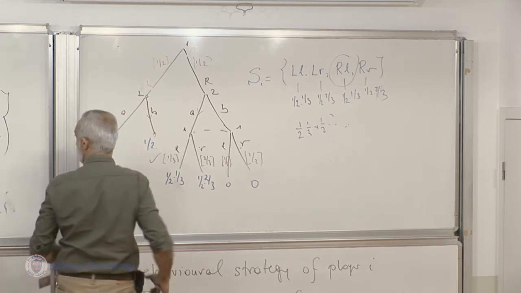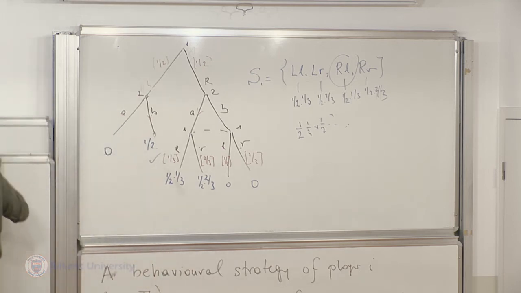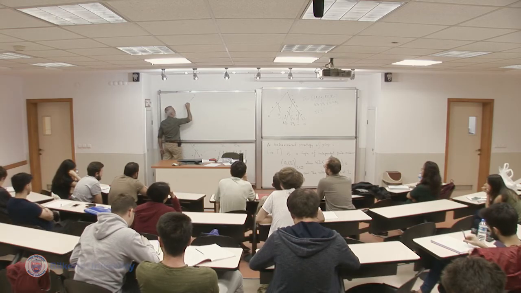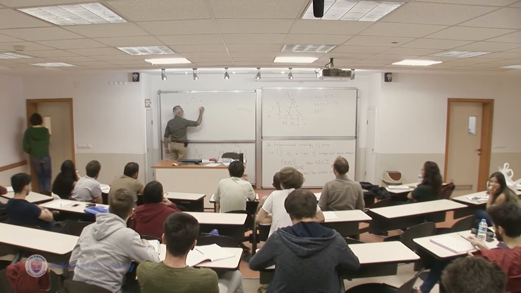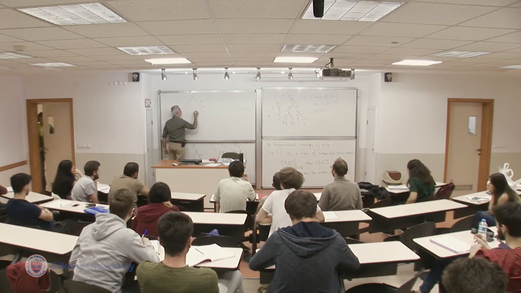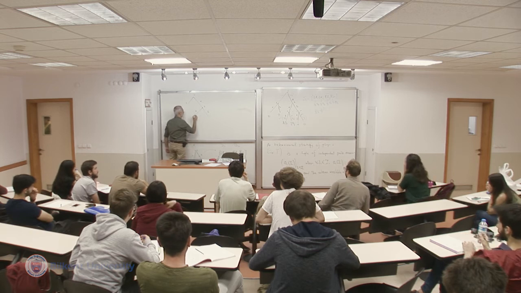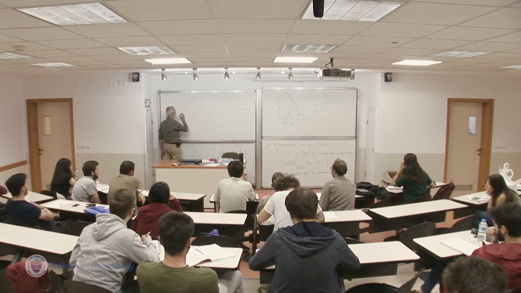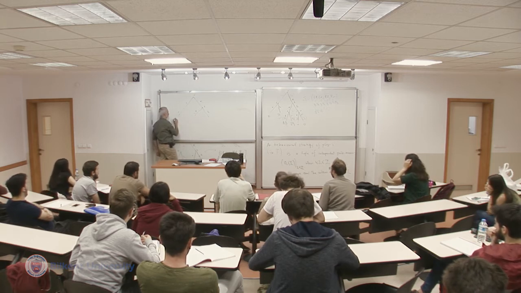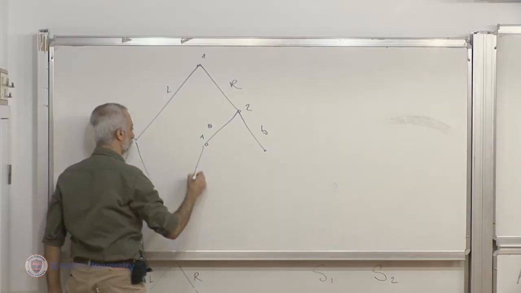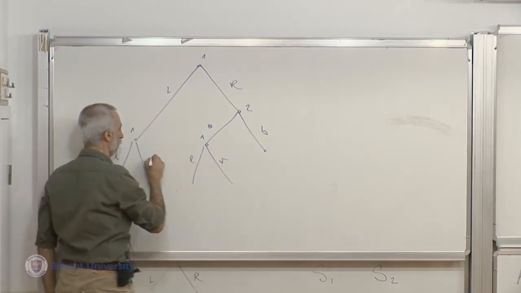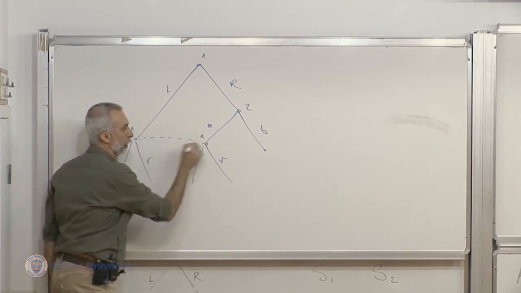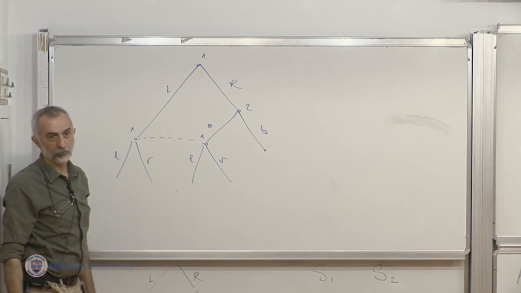It's not true for games of the following form. So let me give you an example of a game, a simple one. Player 1 chooses L or R. Then player 2 chooses between A and B. And then if he chooses B, the game ends. If he chooses A, it's again player 1's turn to move. Can choose between L and R. The thing is, these two nodes are in the same information set.